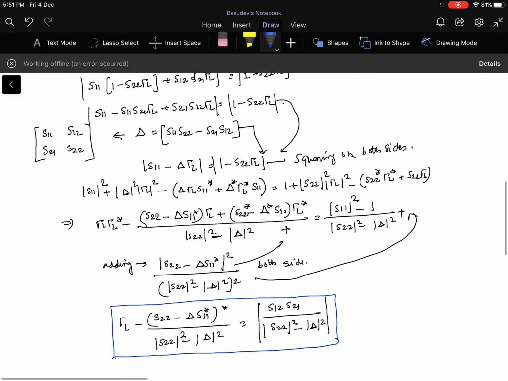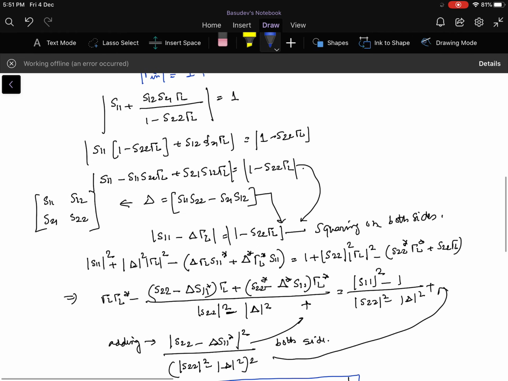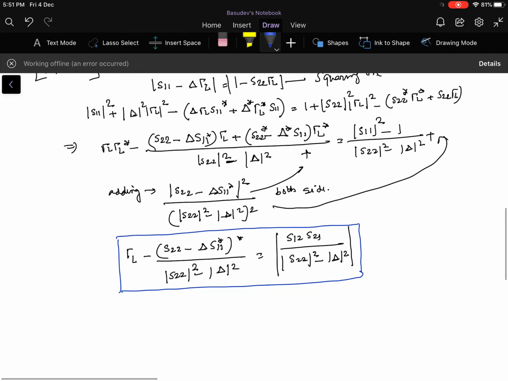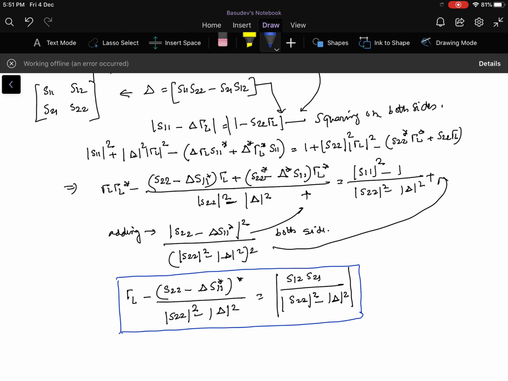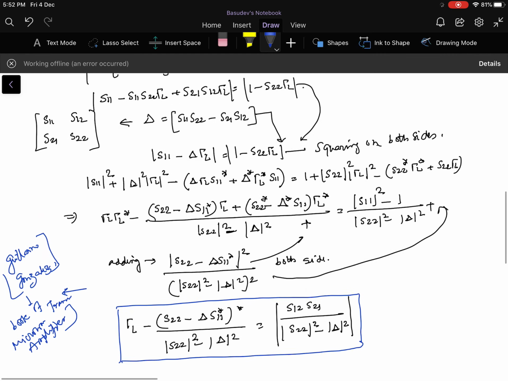Why I am telling you it is important: no matter the way I got this equation, you can get it from any standard microwave book. You can see it in Pozar, and some of the things that I am teaching here, you will get from Gonzalez. There is a very good book by Gonzalez, I think his first name is Guillermo Gonzalez, a book on microwave transistor amplifiers. So all the books actually have this derivation.